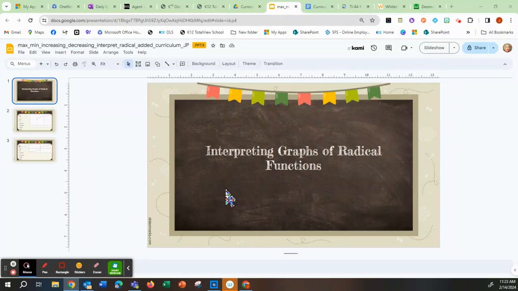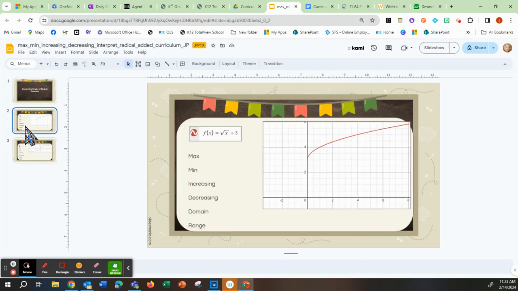We are going to look at interpreting graphs of radical functions. In our first graph, we're going to look at f of x equals the square root of x plus 3.